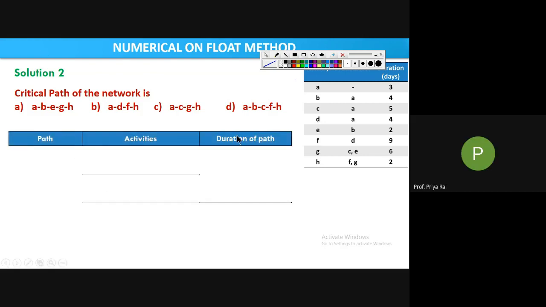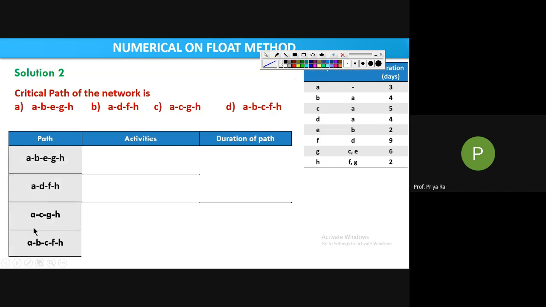Simple, same pattern. Write down the options or the path which they have asked you. Now see what the activities are in this path. How many activities are there? Five. These are A, B, E, G, H. These are all activities only. So there are five activities: A plus B plus E plus G plus H. Now tell me, does this path exist or not?